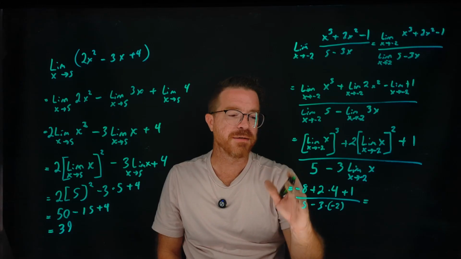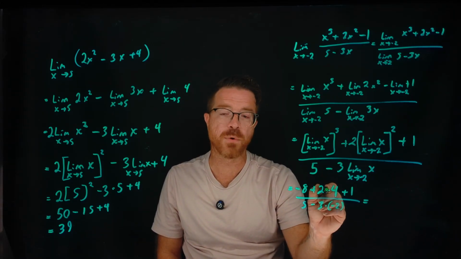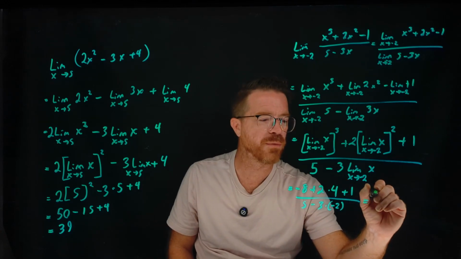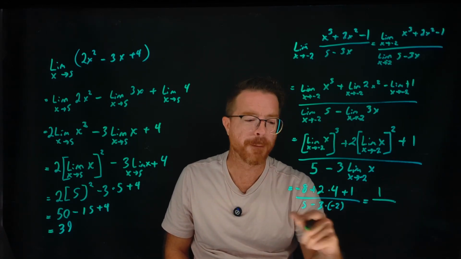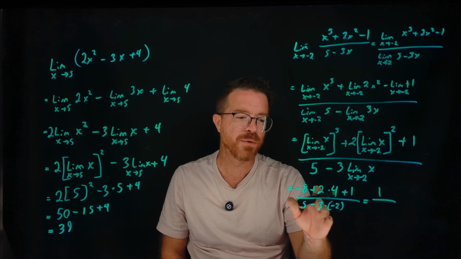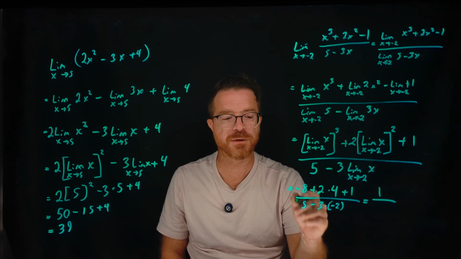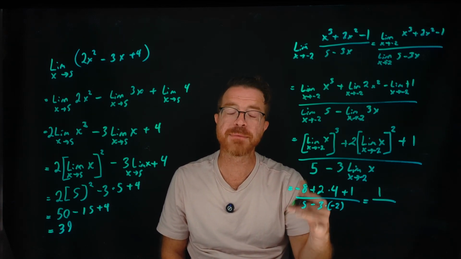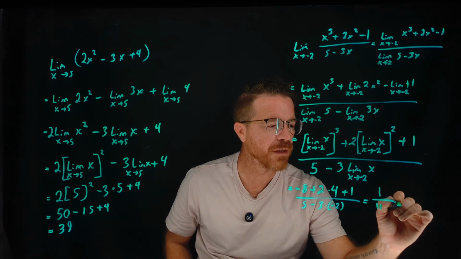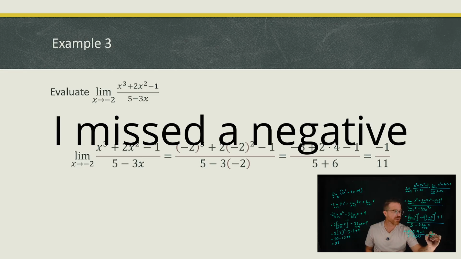So this gives us -8 plus 2 times 4, which is equal to 8. So -8 plus 8 is going to be 0. Plus 1 will leave us with 1 in the numerator. 5 minus 3 times -2. So 3 times -2 is -6. So 5 minus -6, same thing as saying 5 plus 6, which is going to give us 11. So this would give us 1/11.